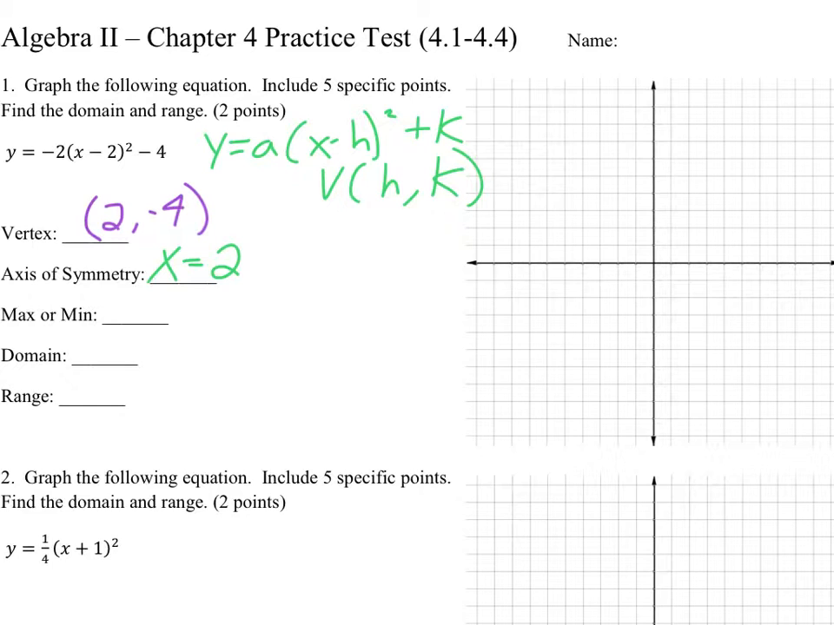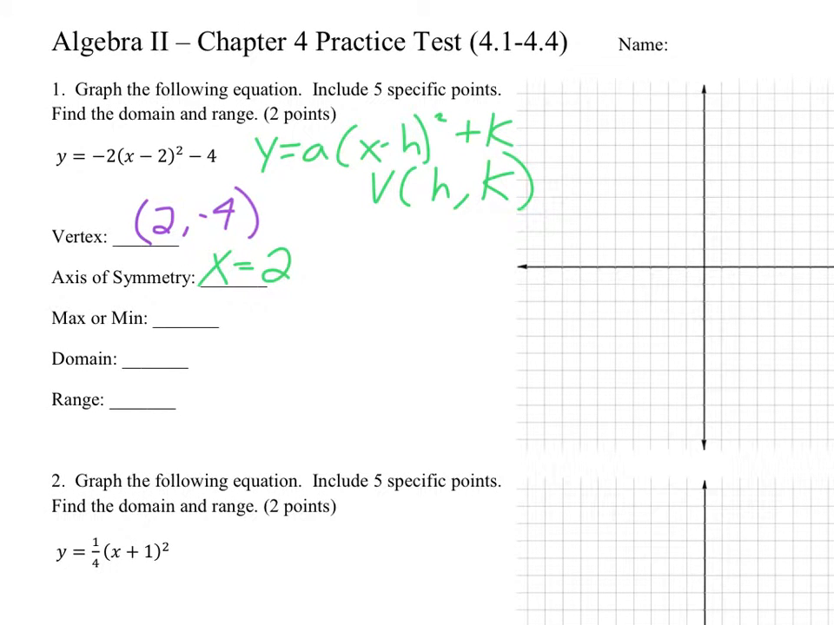Maximum or minimum. In this case, this will be a maximum. So let me circle that. So it's a maximum, not a minimum. Now I can tell that because the a value is negative. That means the graph goes down from the vertex. So the maximum, or the vertex, is really the highest that it will get. So I'm going to say that the maximum is negative 4, and that happens at 2. So the maximum is negative 4. It happens when x is 2.